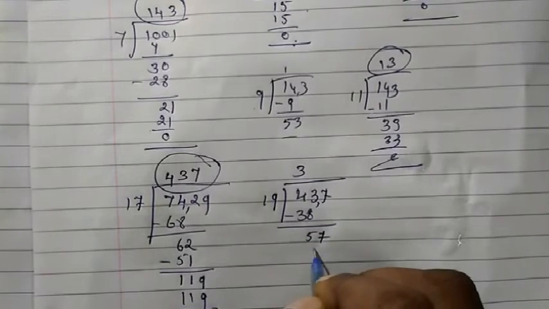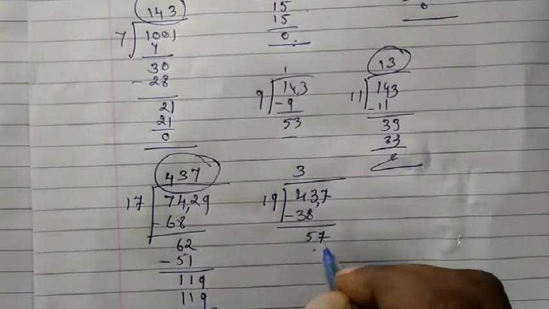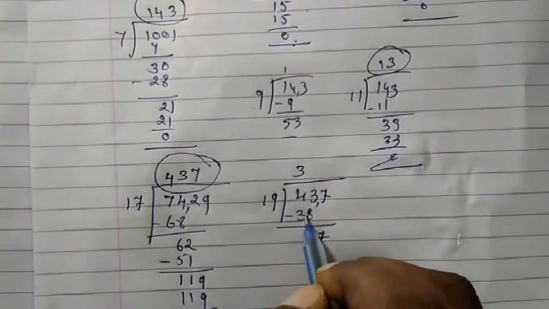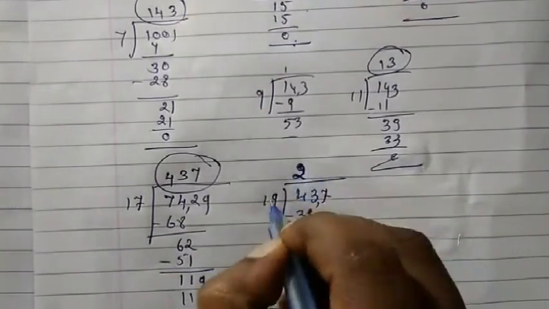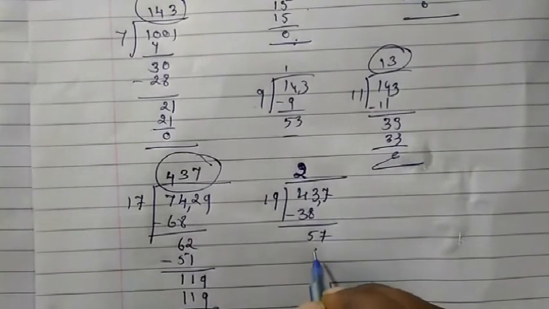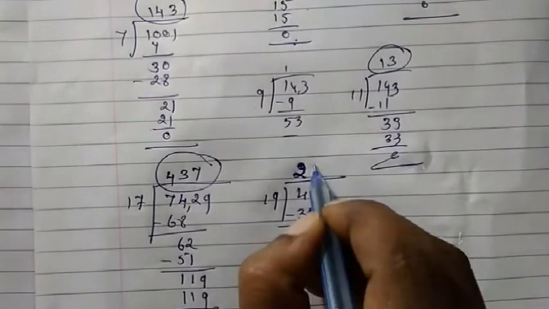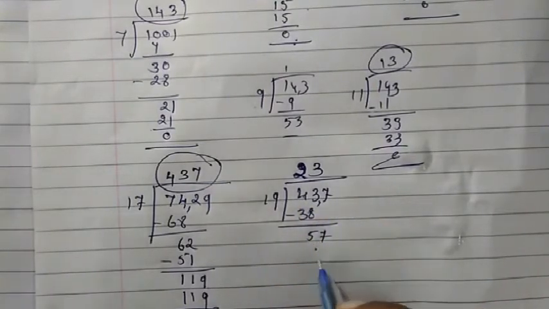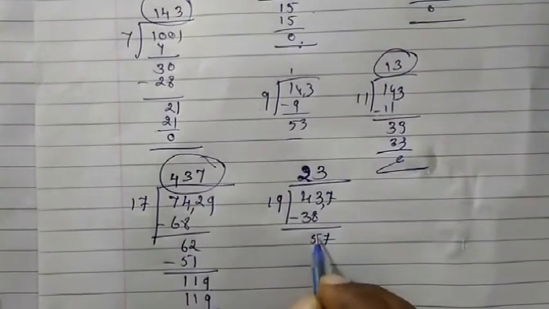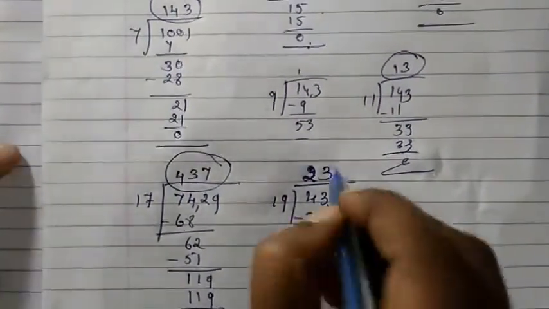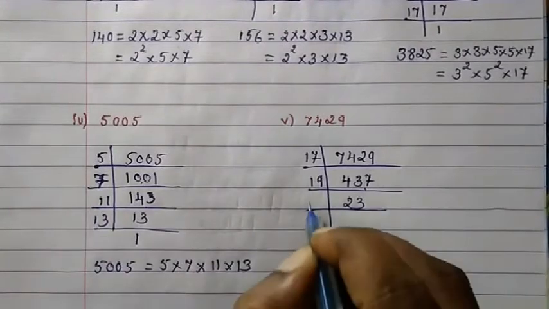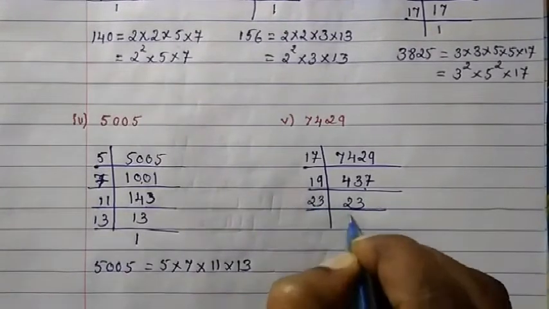57, and 3 times, no, 2 times, sorry, 2 times 19 you will get 38. So then we get 57, and you will have 3 times 19, you will get 57. So you get 23. So we will get here 23. Now 23 you can divide only by 23.